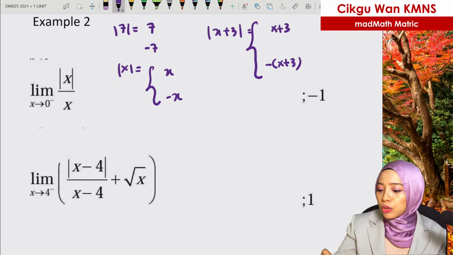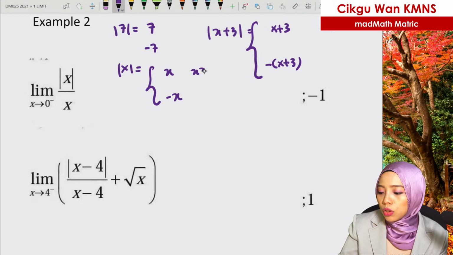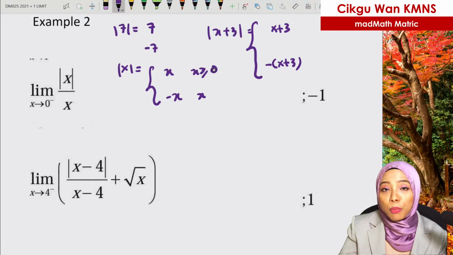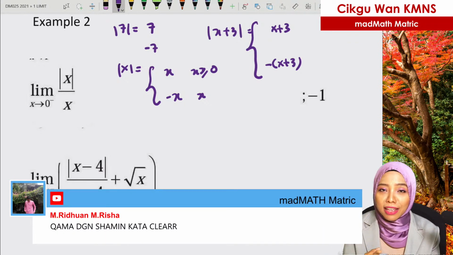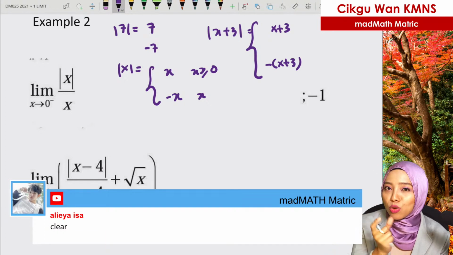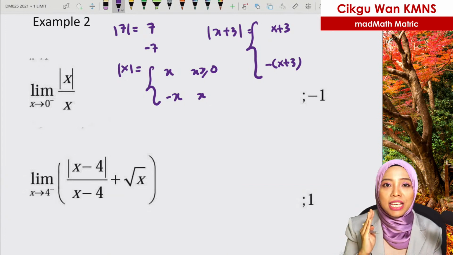Okay, so here you have to explain a bit. This is when x is positive. The way you talk, you say that x is positive, but in notation you write x is greater than or equal to 0.